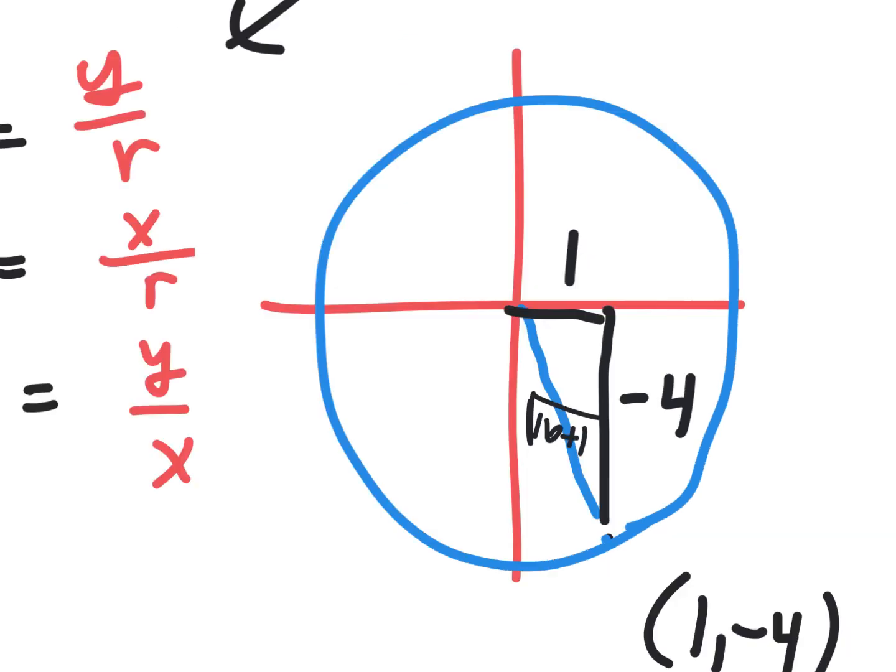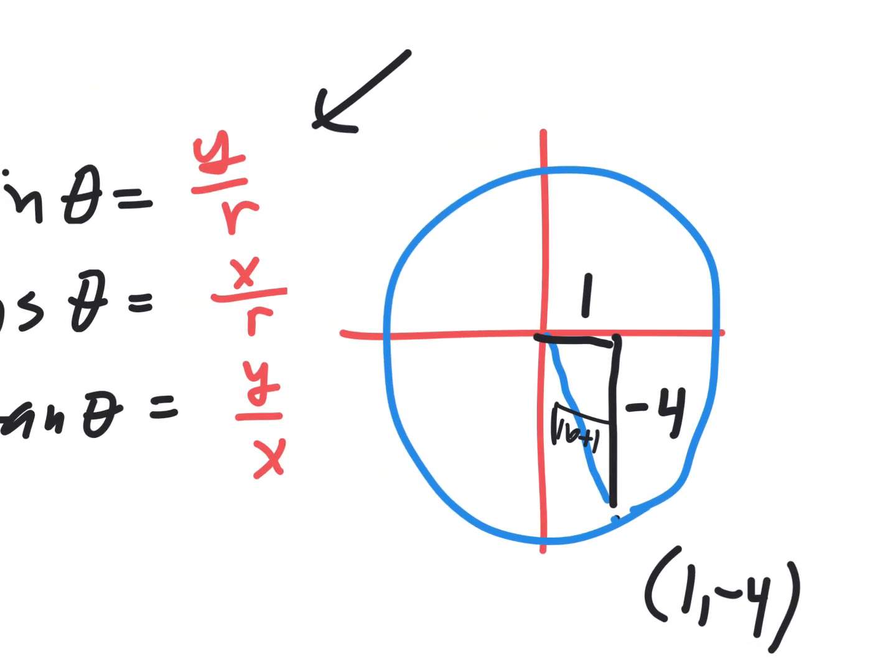Okay. And then sine is opposite over hypotenuse from this angle's perspective. So sine is opposite, negative 4, over hypotenuse, radius, square root of 17. Now, I used opposite and hypotenuse. Did you hear me talking like that? Even though it was really y over r, it's still opposite over hypotenuse. You'll get the same answer.